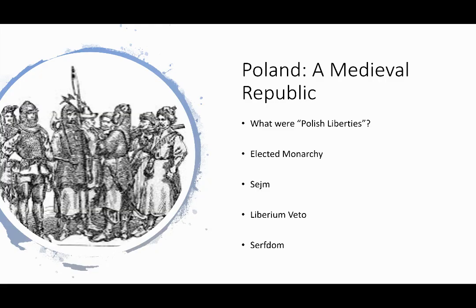So therefore, Poland is a weak medieval republic. When I say weak, politically they were relatively powerful, but the centralization was weak. So let me restate that. Poland was a medieval republic that was decentralized, which ultimately would weaken it. Why was it? The Polish liberties included elected monarchy, Sejm, Liberum veto, and serfdom that ultimately uplifted the nobles at the expense of their country.